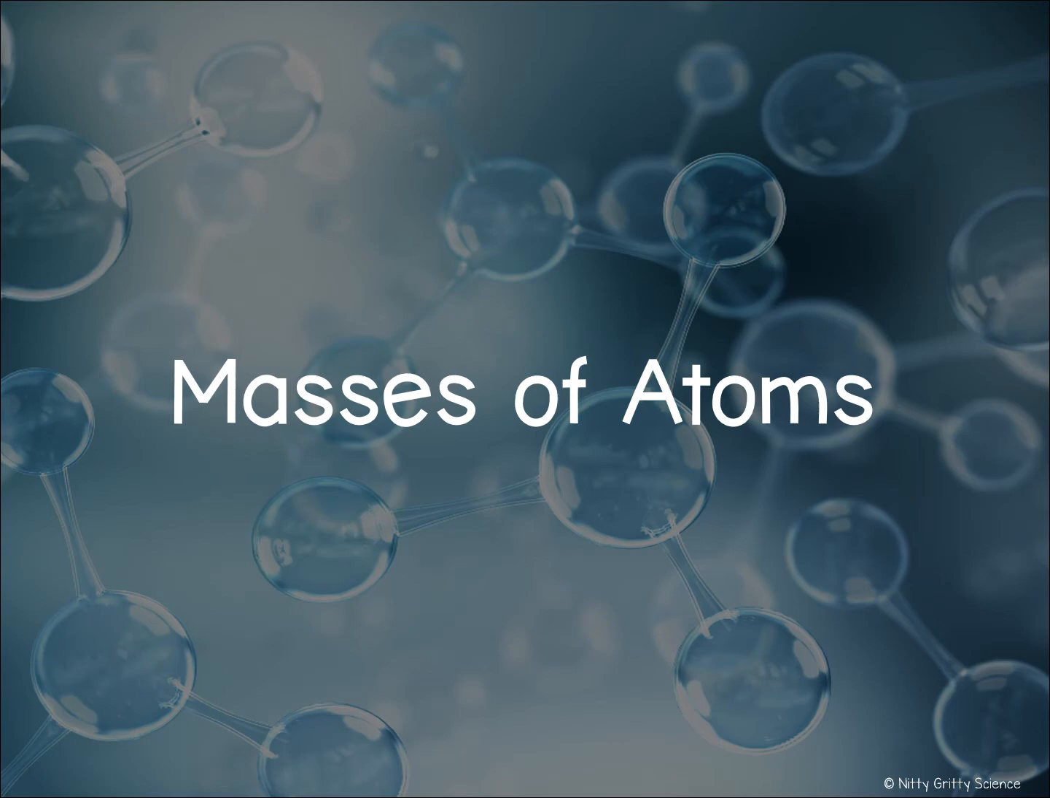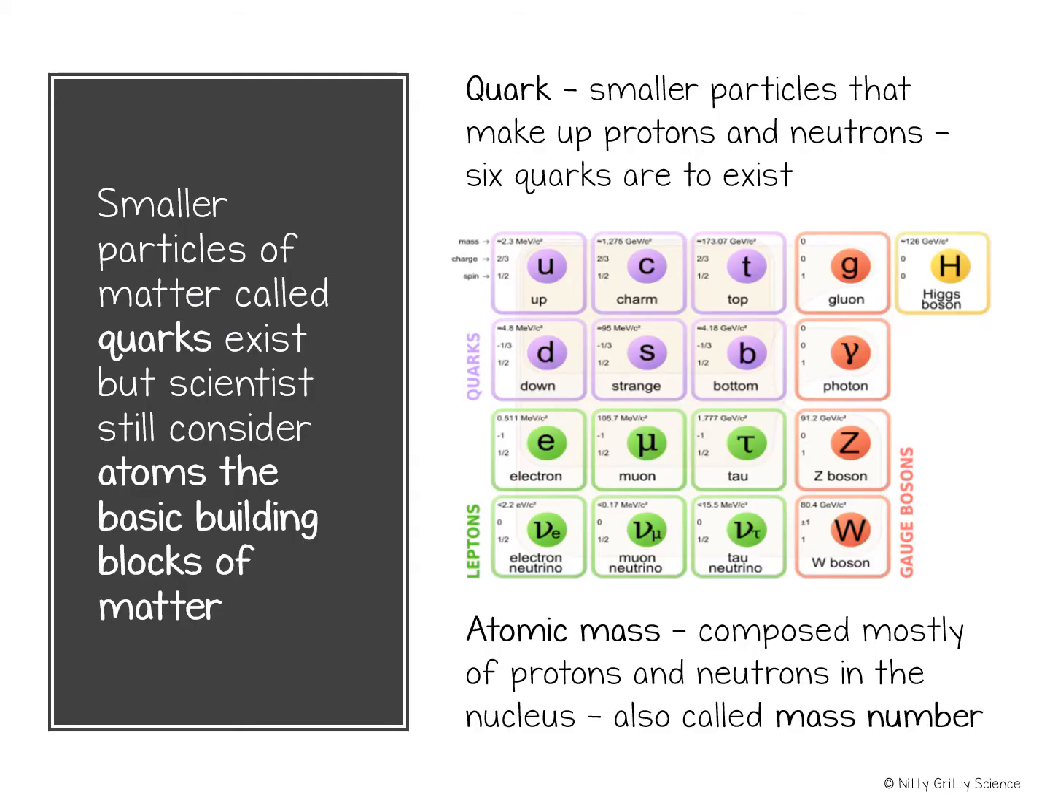Masses of atoms. Scientists have learned that protons and neutrons are made up of smaller particles called quarks. Inside these protons and neutrons, three quarks are moving at breakneck speeds, bound together by something called a gluon, or the particle that carries a strong force.